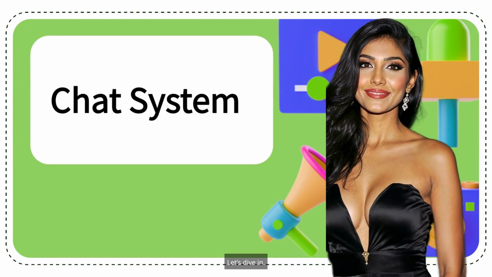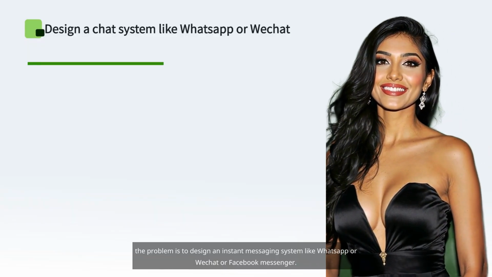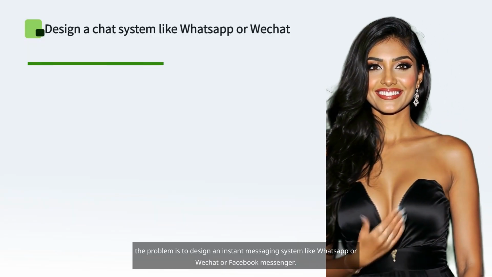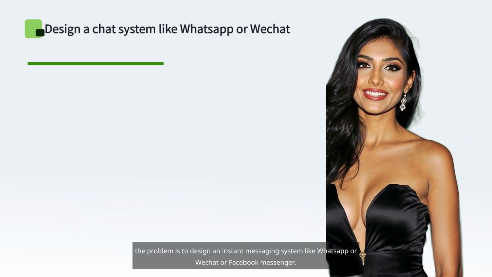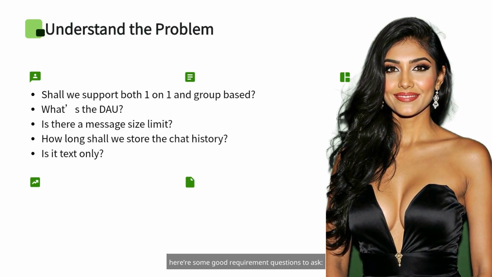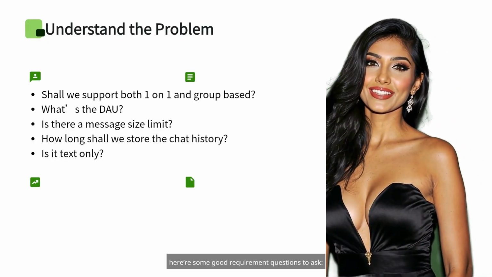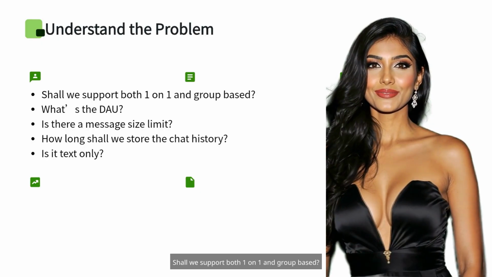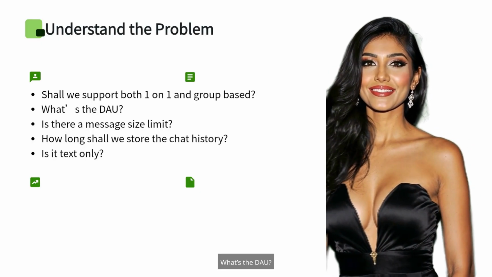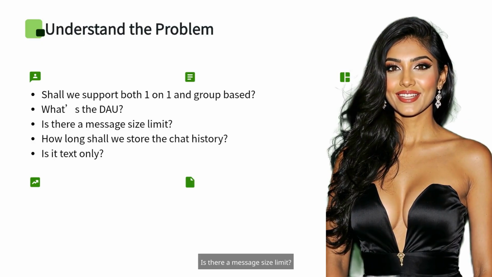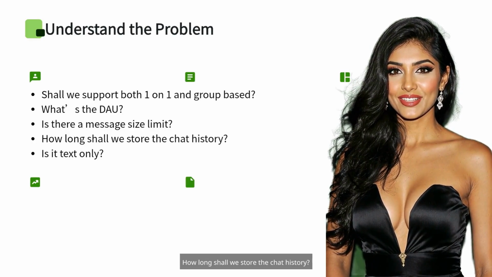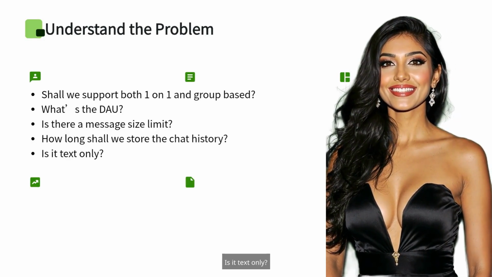Let's dive in. The problem is to design an instant messaging system like WhatsApp or WeChat or Facebook Messenger. Here are some good requirement questions to ask. Shall we support both one-on-one and group-based? What's the DAU? Is there a message size limit? How long shall we store the chat history? Is it text only?